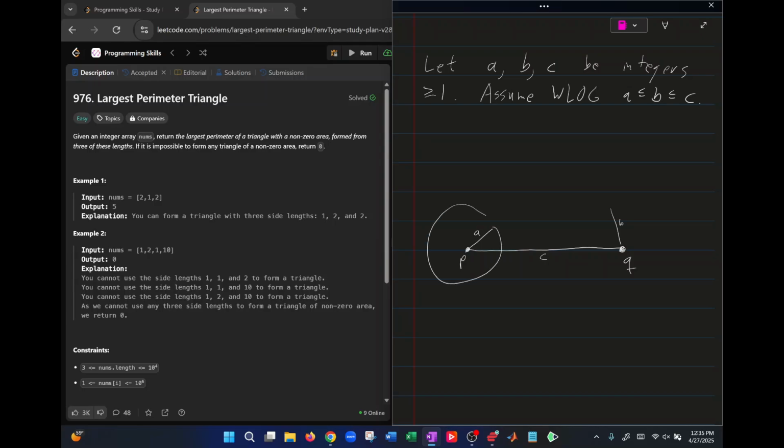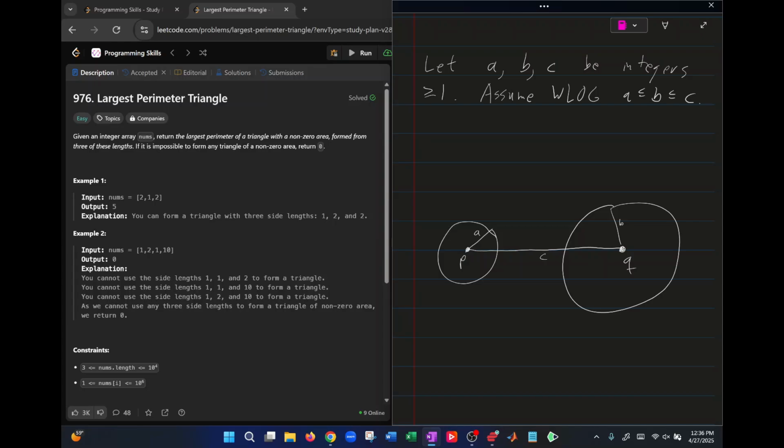Then you can draw circles around these. You can draw a circle around point P with radius A, pretend that's a circle, to show all the possible endpoints of line segments of length A starting at P. And similarly, we can draw a circle around Q with radius B. This shows all the possible endpoints of a line segment where one of the endpoints is Q and the length of the segment is B.